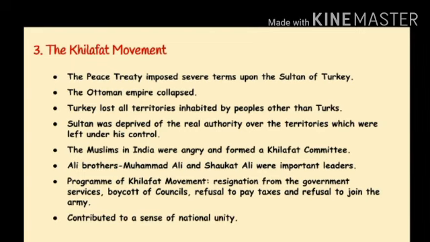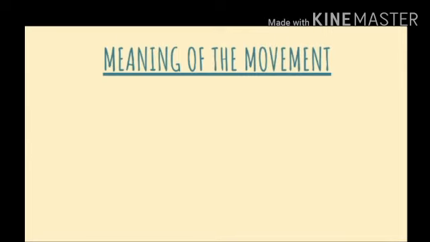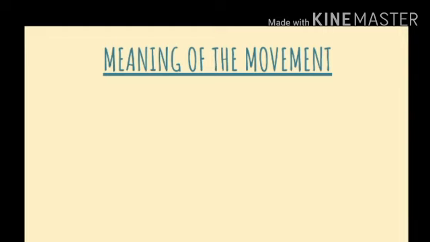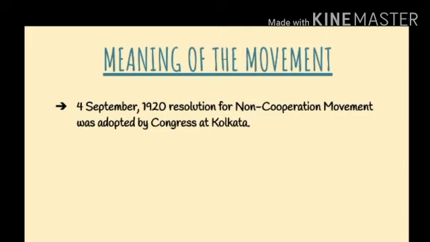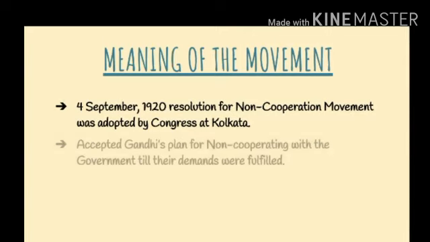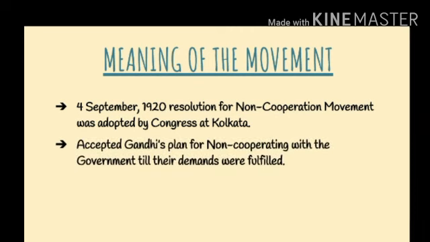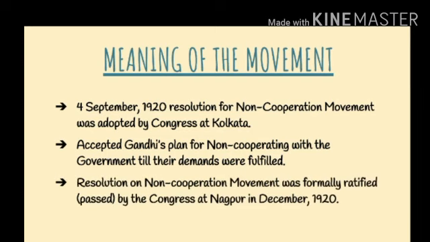Meaning of the movement. Non-cooperation meant not to cooperate with the government. Gandhiji asked people not to assist the foreign government to rule over them. A special session of the Congress was held at Kolkata on 4th September 1920 and accepted Gandhi's plan for non-cooperating with the British government till their demands were fulfilled. A resolution of non-cooperation movement was finally passed by the Congress at Nagpur in December 1920.